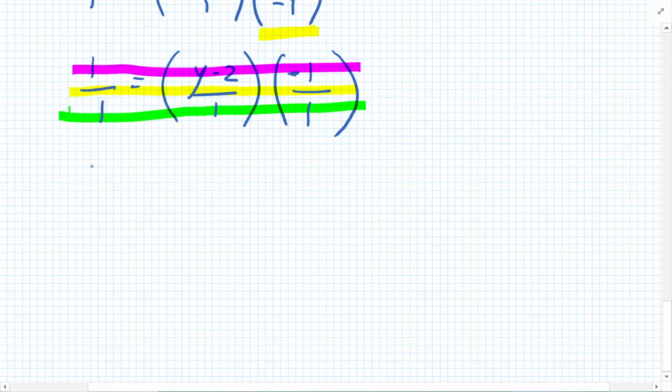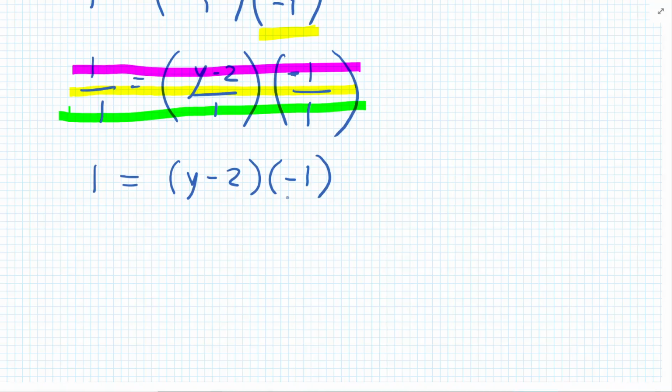simplify this. We have 1 equals y minus 2 times a negative 1. Now, when you have a negative 1 outside two terms in parentheses, in order to simplify it, you have to multiply negative 1 into the parentheses and apply it to both terms. So let's do that now.